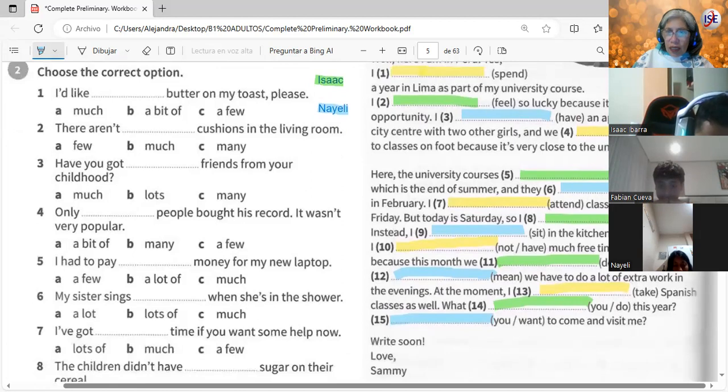Okay. So, 15, you want to come and visit me. In this case, it's a question. Okay. So please write the verbs in the correct tense, either simple present or present progressive according to the content of the email. Okay, you have, as usual, 2 minutes.